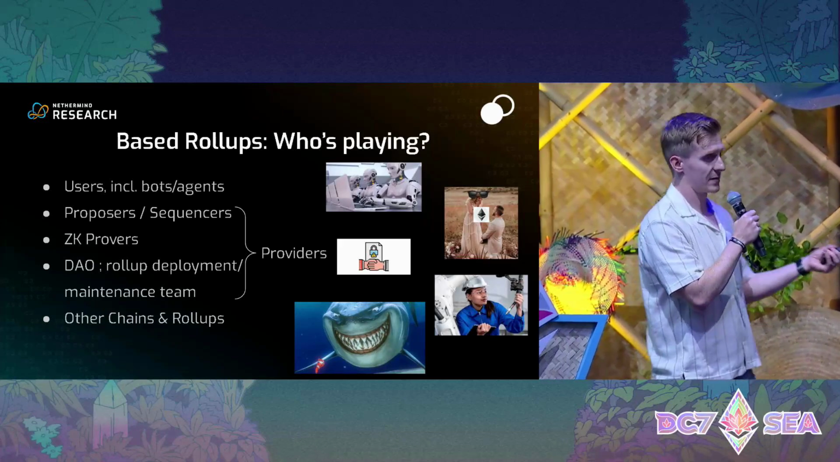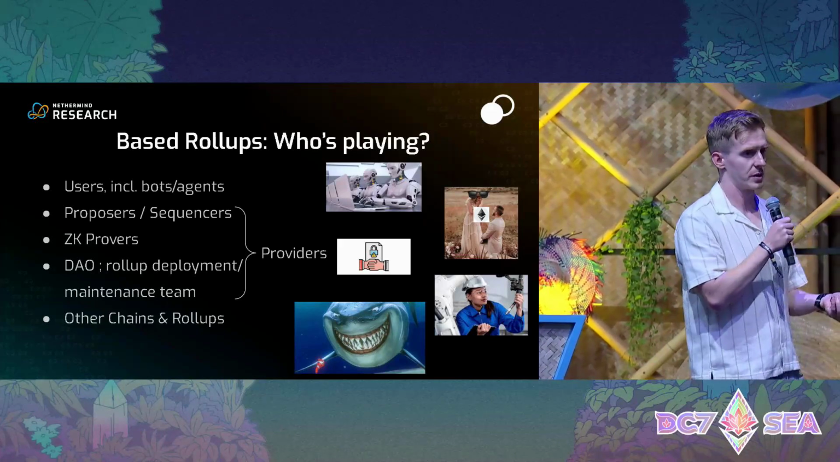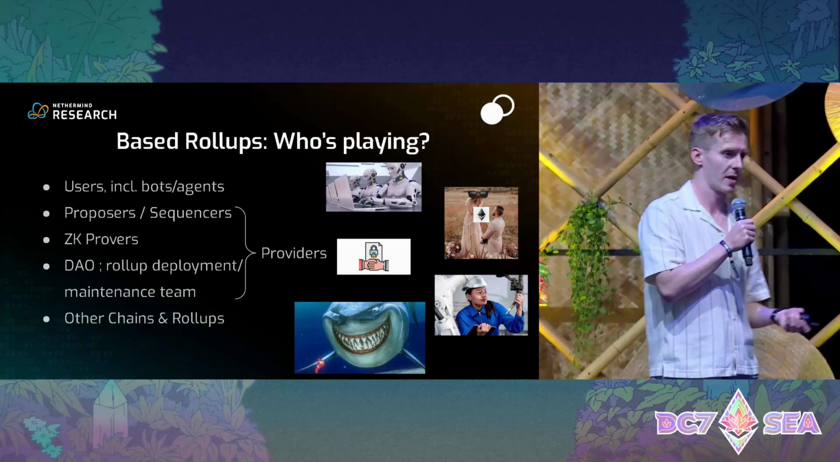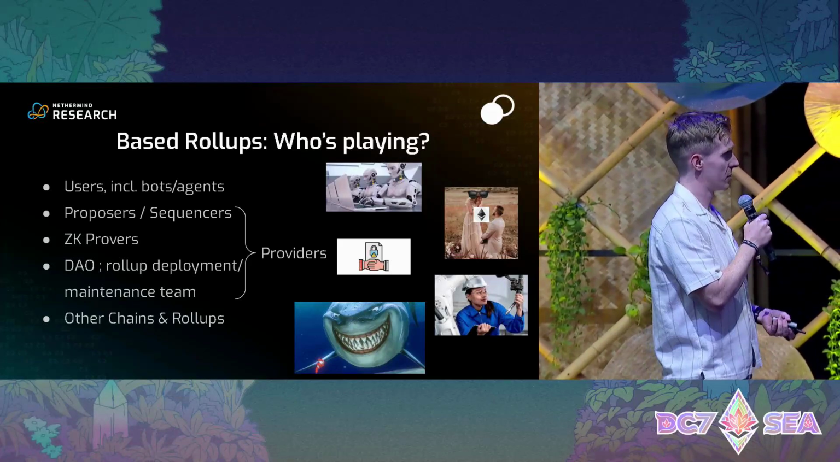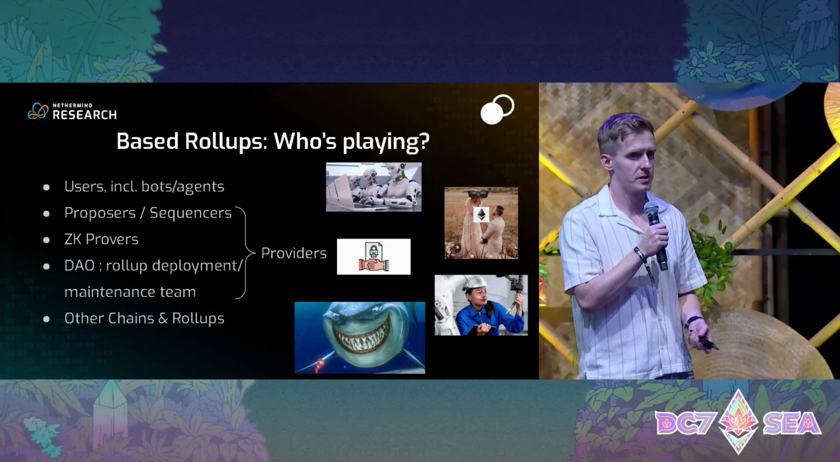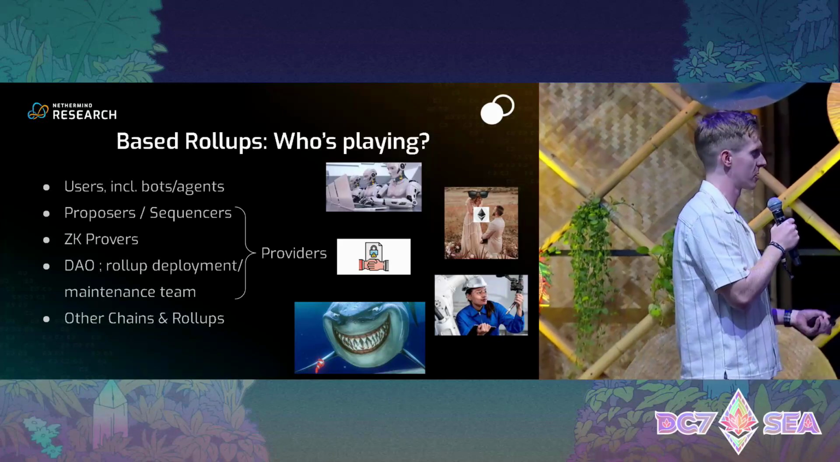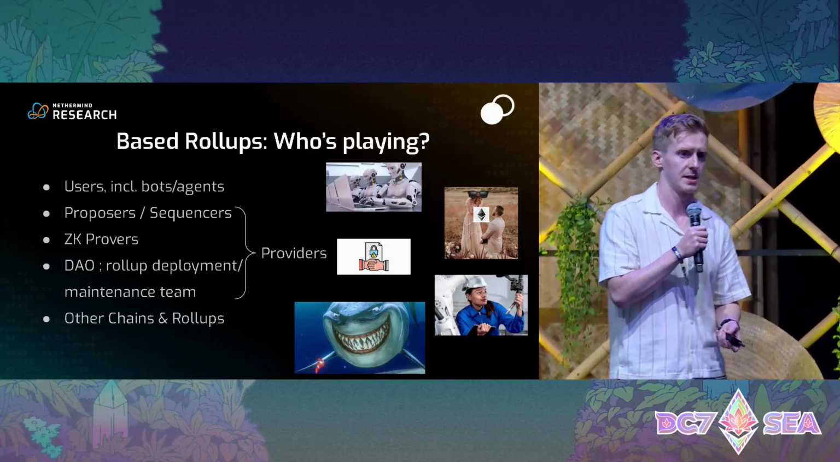And then also we're going to have to think about these other chains and rollups because they are a big driver of the income and expenditure for a rollup. So I have the shark from Finding Nemo. Depending on how you look at it, it could be a friend or it could be a foe, and there will be cases where they are both.